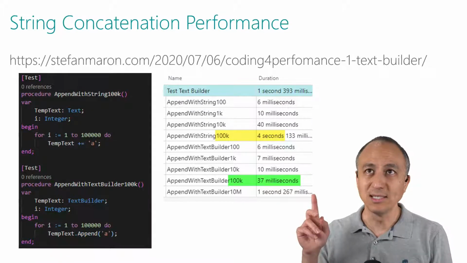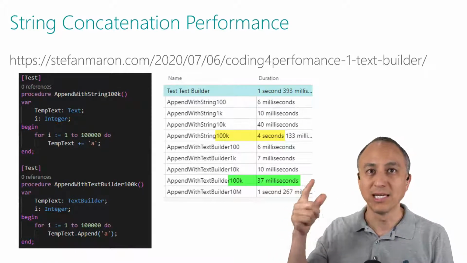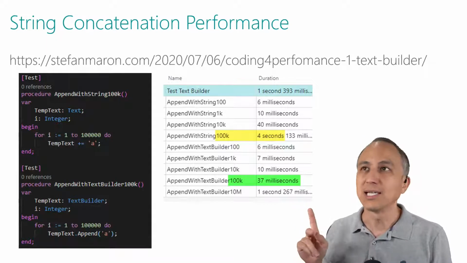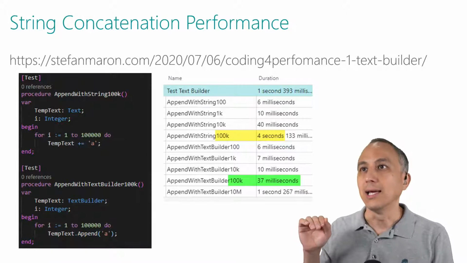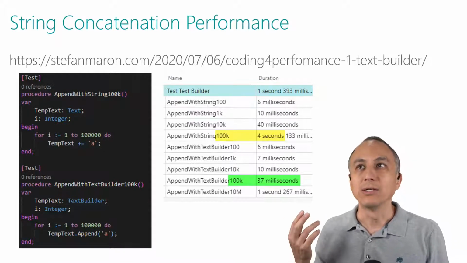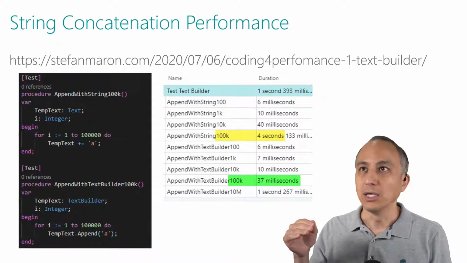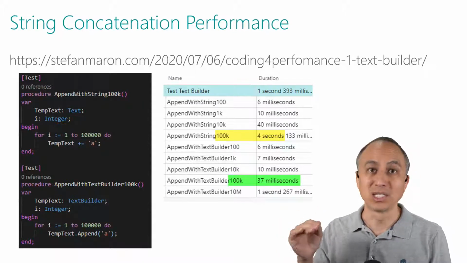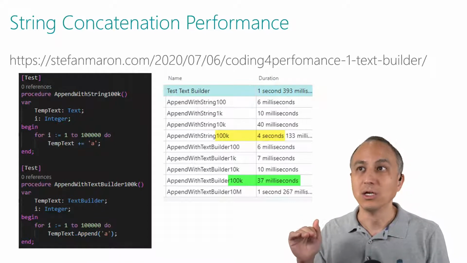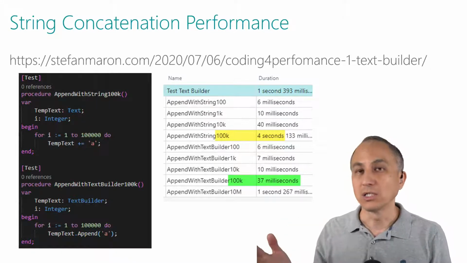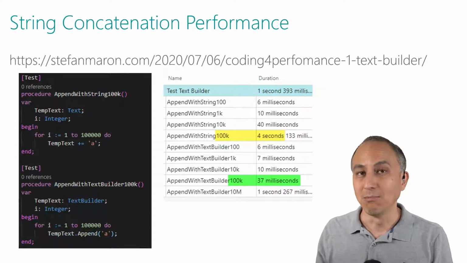And so what he does is he compares append with string and append with text builder. He does those two different techniques, numerous iterations. And you see in this table here, append with string 100, 1000, 10,000, 100,000. And he does the same thing with text builder. And really, until you get to, there's a jump from 10,000 to 100,000. String goes from 40 milliseconds to 4 seconds. So that's a pretty big difference. Whereas text builder goes from 37 milliseconds to 1 second. So obviously, if you're in the very high volume string concatenation process, text builder has some benefits.